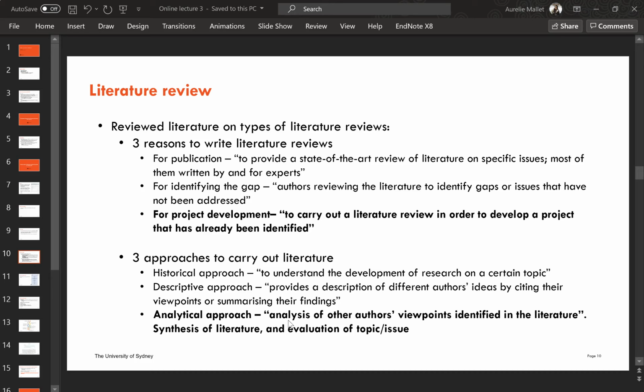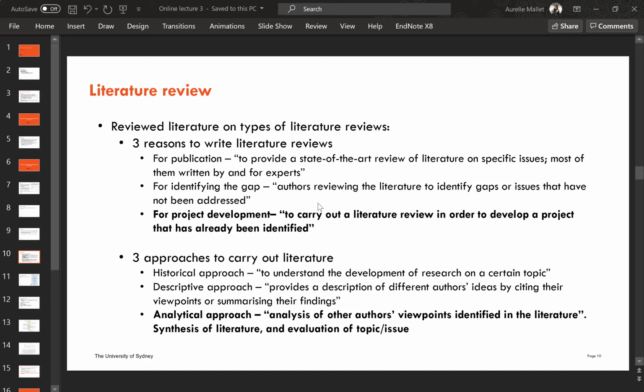So one of the first things that they had to review was the literature on the different types of literature reviews. So like I said, it's actually quite meta. They had to do a literature review on how to write a literature review. In their literature review, they identified that there were 3 reasons that people usually wrote literature reviews. So people usually wrote literature reviews for publications, and these were to provide a state-of-the-art review of literature on specific issues, most of them written by and for experts.